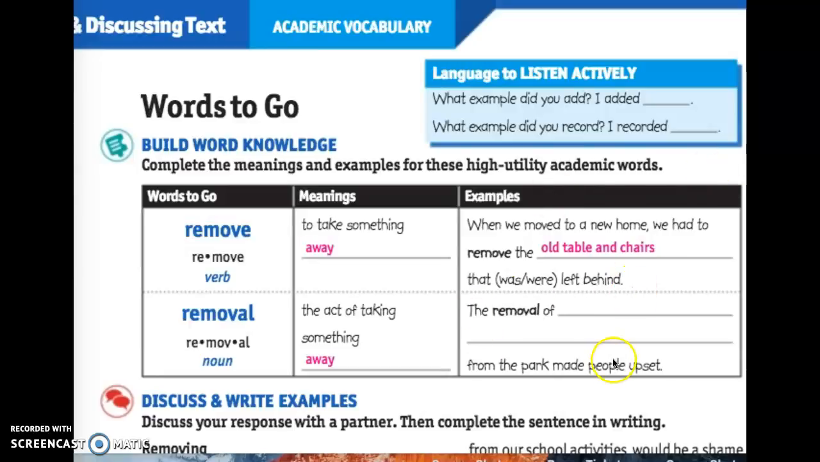Let's come over here to the examples. The removal of a favorite swing set, or you can write down the huge old oak tree from the park made people upset. You only have to write down one of these. In previous pages, I see people writing down one, they write the slash, and then they write down the other. You only have to pick one or the other. Pick one that you'd like. So the removal of a favorite swing set from the park made people upset, or the removal of the huge old oak tree from the park made people upset.